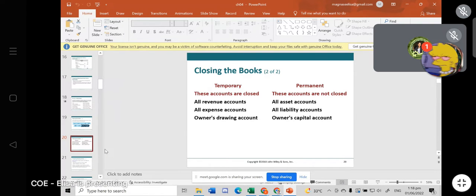So these are all revenue accounts, expense accounts, and the owner's drawing account. Basically, these are the accounts that you will find in your income statement, your revenue and expenses, and then the owner's drawing account. So these are what we will close.